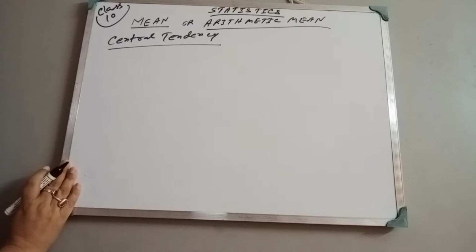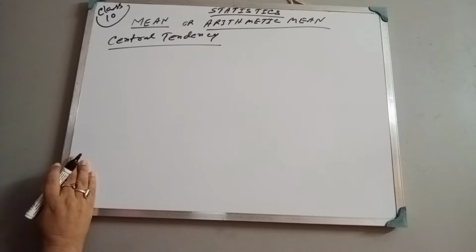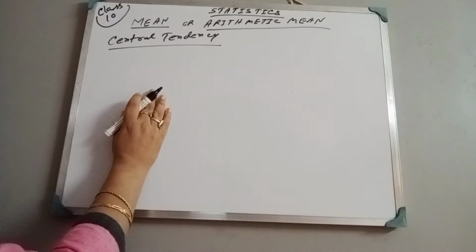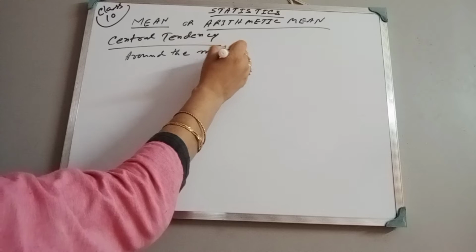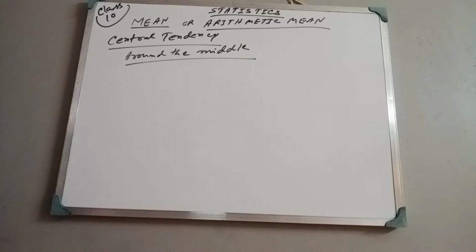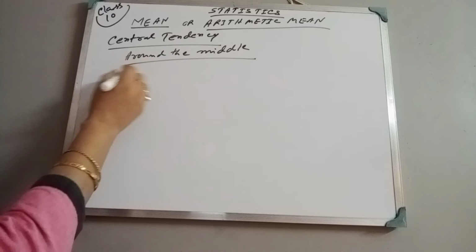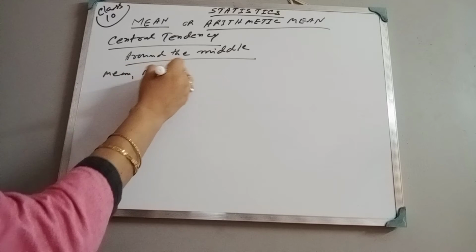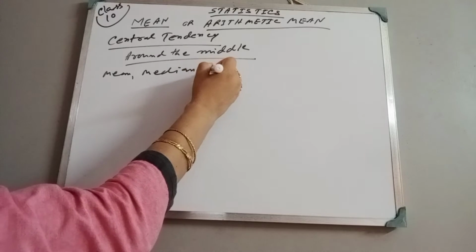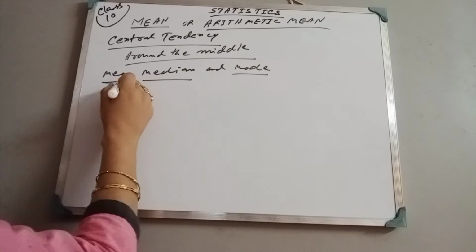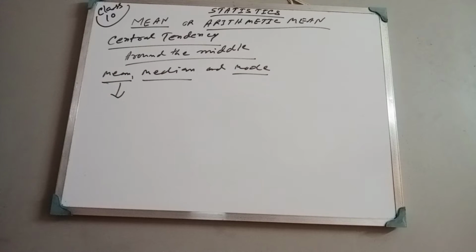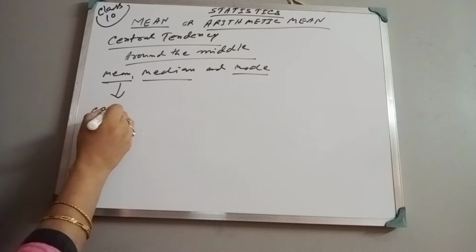Measures of central tendency are numbers that tend to cluster around the middle, the middle of the set of values. Three such middle numbers are known as mean, median, and mode. But today I will discuss the mean only. Now, what is the central position? That is also very, very important.